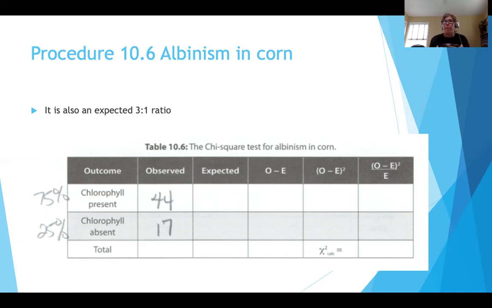But our phenotypic ratio is what we see. And what we see is 3 out of 4 will be green. So that's our 3-to-1 ratio, 3 green to 1 white. And so that's our 75% and 25%. I'm telling you, you have 44 green and 17 white plants. This time you are expected to come up with the expected values. So this is where you need to make sure you know how to do this. Notice we have 2 outcomes, so 2 minus 1 would be our degrees of freedom.